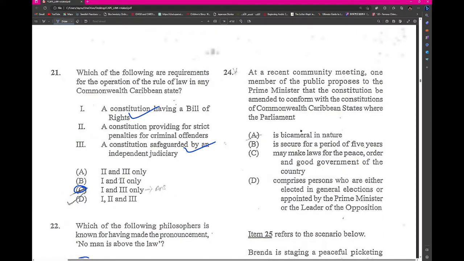At a recent community meeting, one of the members of the public proposes to the Prime Minister that the Constitution be amended to conform with the Constitution of the Commonwealth Caribbean territory, with Parliament being bicameral in nature. Alright, so I really think that in this case it would be bicameral in nature.